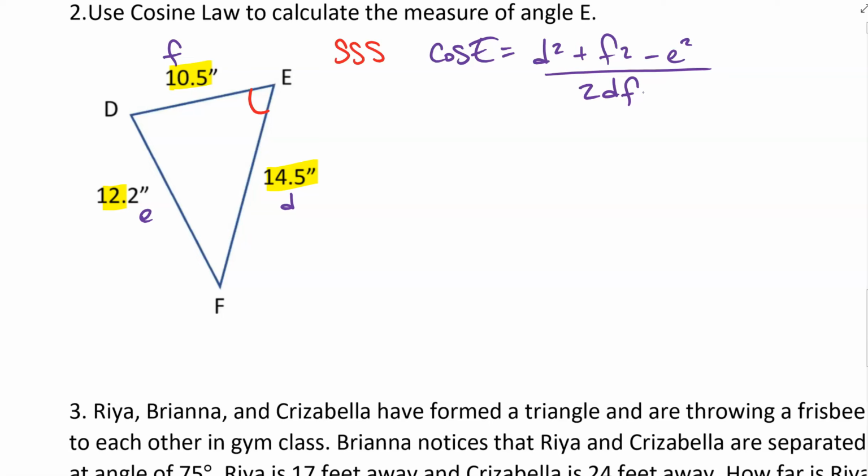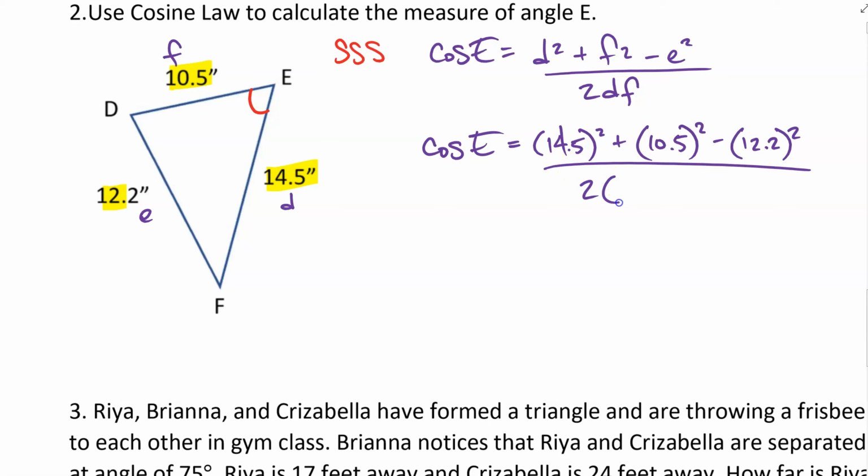I'm just plugging in the appropriate letters to match up with what we're working with. So this turns out to look like this. Cos E is equal to your substitution. D is 14.5. Don't forget to write squared, plus F, which is 10.5 squared. Subtract E, which is 12.2, all squared, all divided by 2 times D times F, which is 10.5.